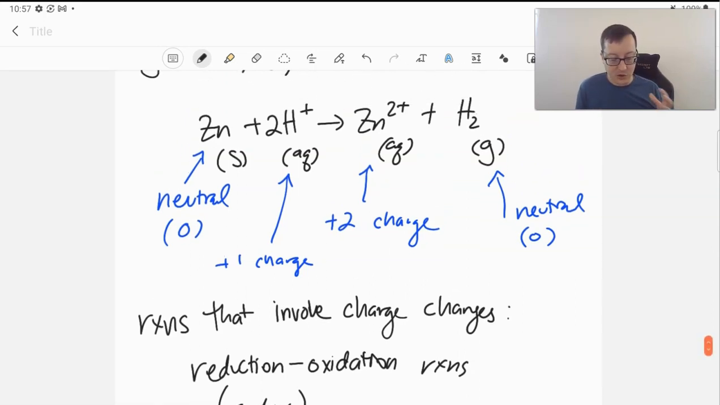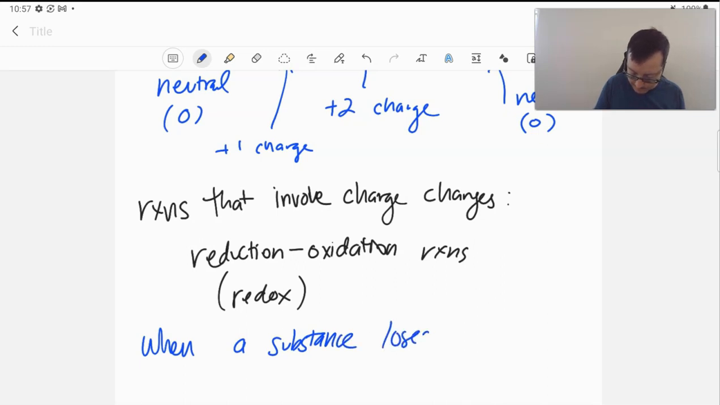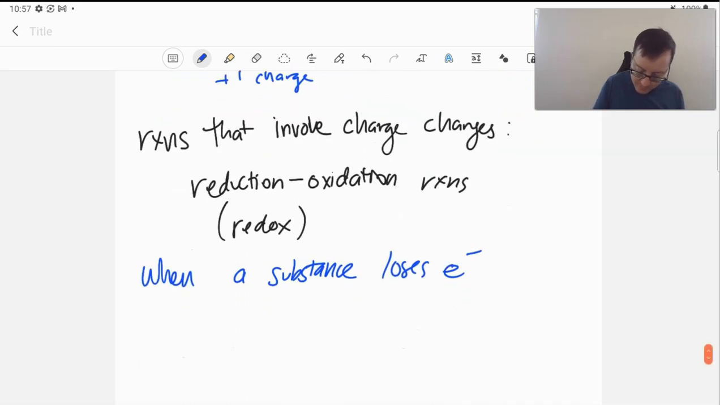These involve electrons change. So we can see here that the zinc is losing 2 electrons over the course of this reaction, and the hydrogen is gaining those electrons because it's going from positive to 0, right? It's becoming more negative. The zinc is going from 0 to positive, meaning it's lost electrons. We have terms for these. When a substance loses electrons, or becomes more positive, we call this oxidation.